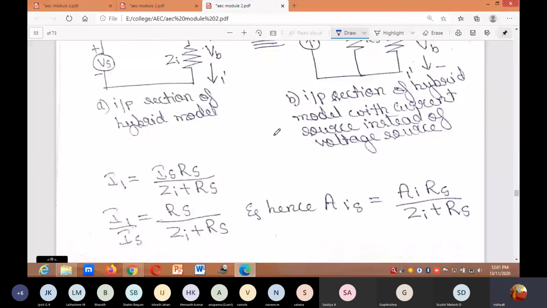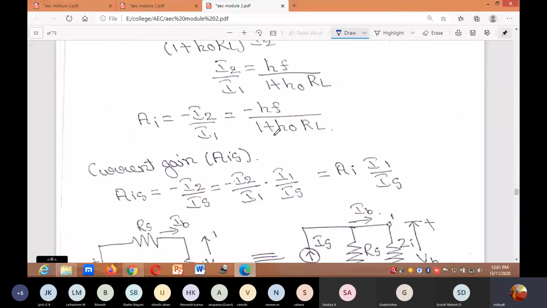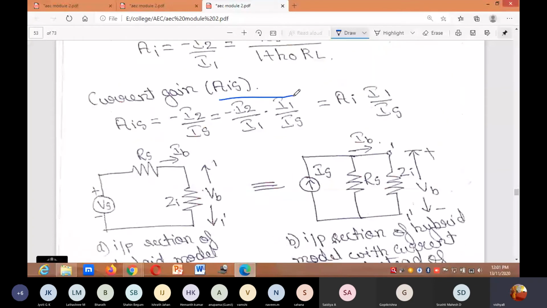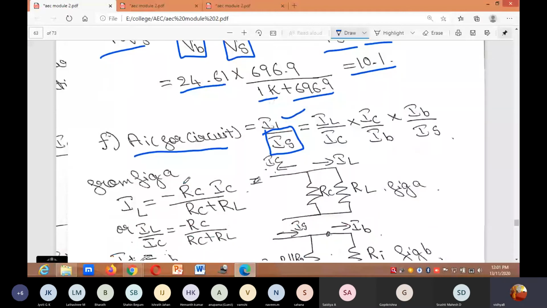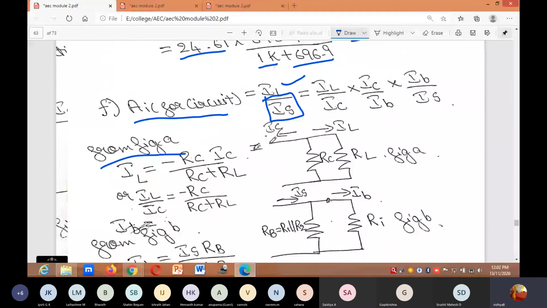When you compare the midband analysis of the BJT, you can observe here they have split the current. Here also the same thing: IL divided by IC, IC divided by IB, again IB divided by IS. They have split it stepwise. From figure A, they have considered RC and RL resistance on the output side.